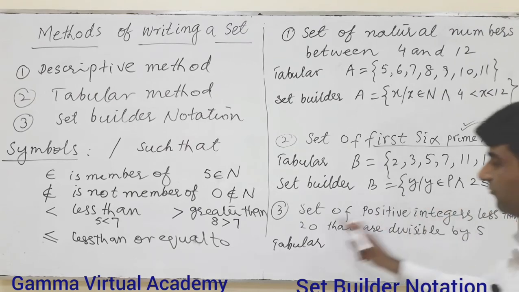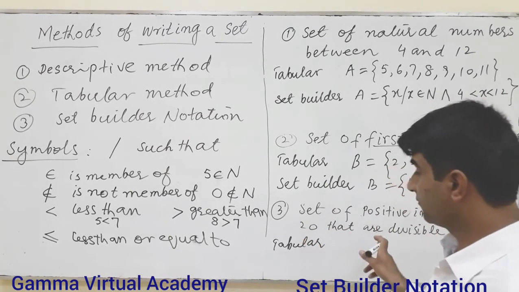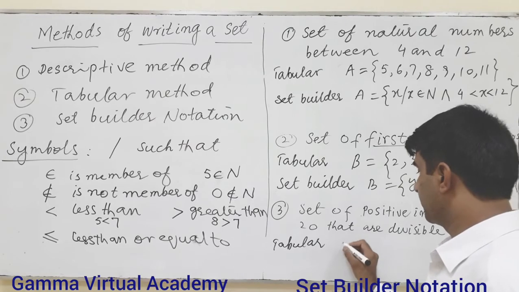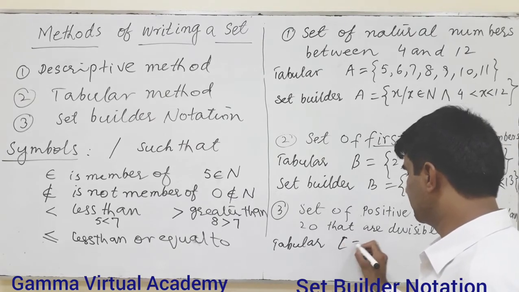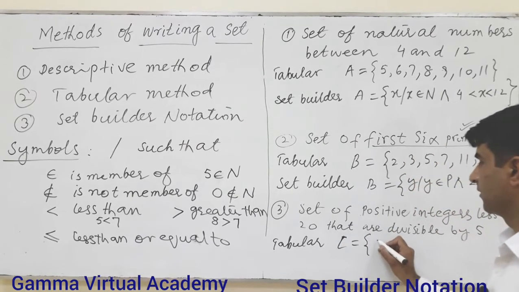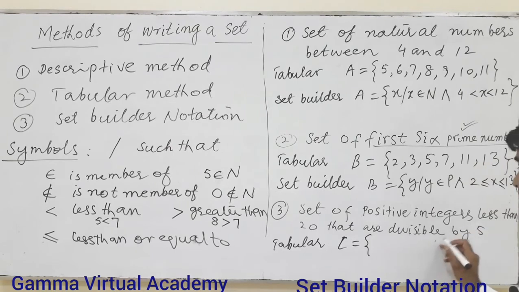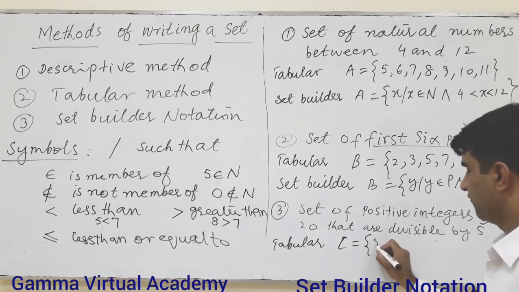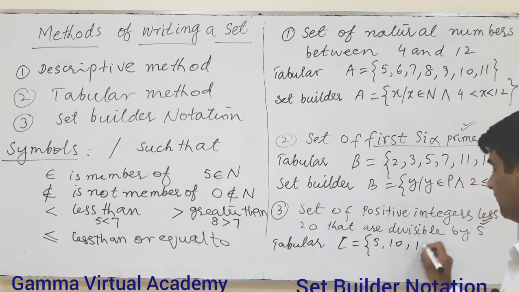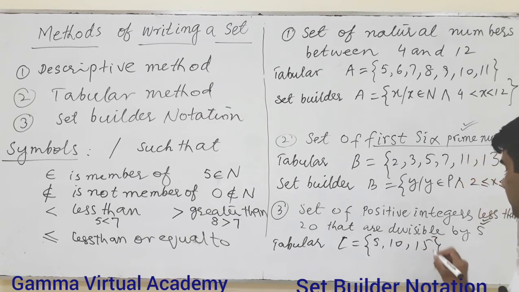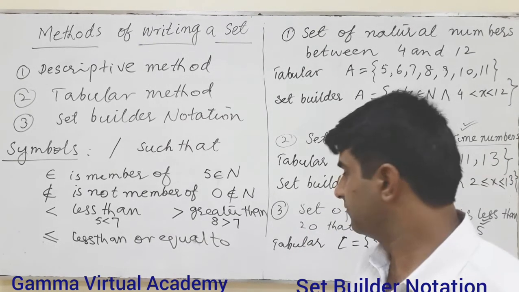Example number 3 says the set of positive integers less than 20, positive integers which are less than 20 and divisible by 5, another condition. In tabular form: 5, 10, 15. These are integers which are less than 20 and divisible by 5.